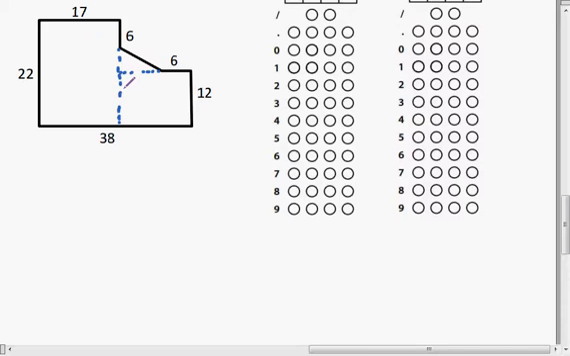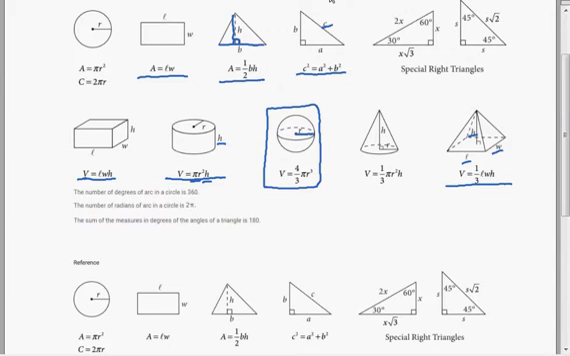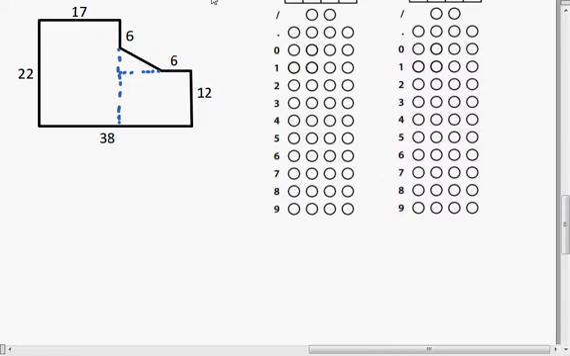And for my rectangle, area simply equals length times width. So my length is the longer one, my width is the shorter one. Area equals 22 times 17.